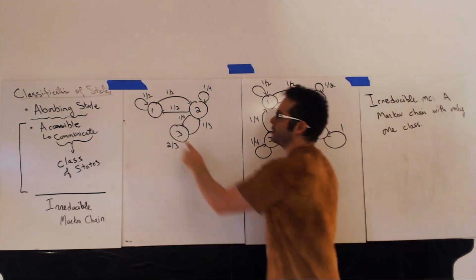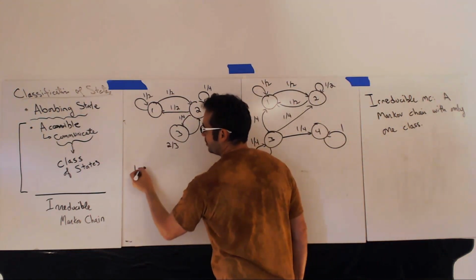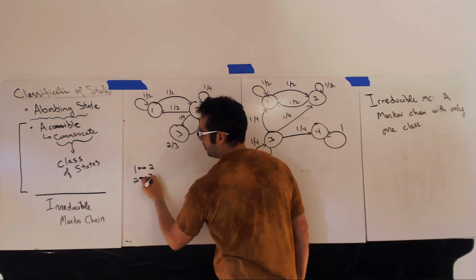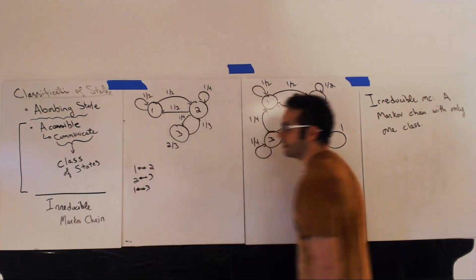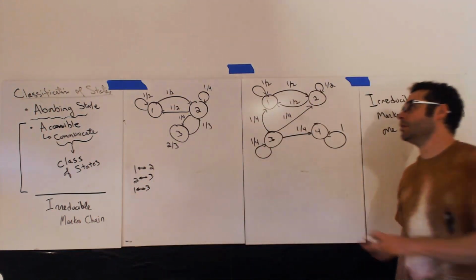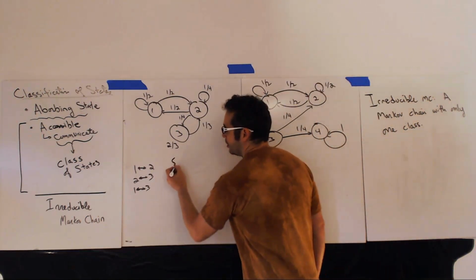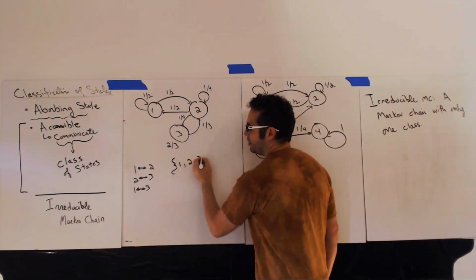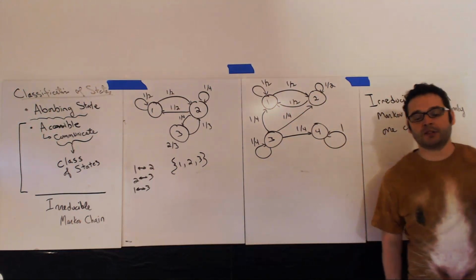Okay. So let's look back at the two example Markov chains we had in the previous video. In the previous video, we saw that 1 could communicate with 2, 2 could communicate with 3, and 1 could communicate with 3. All right. Because all the states could communicate with each other, there was only one class, 1, 2, and 3, and that class includes all the possible states.